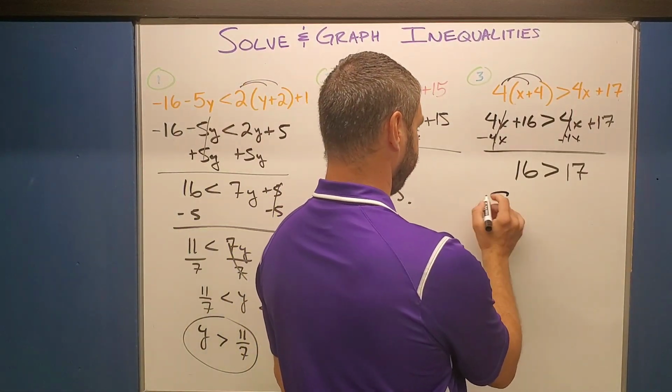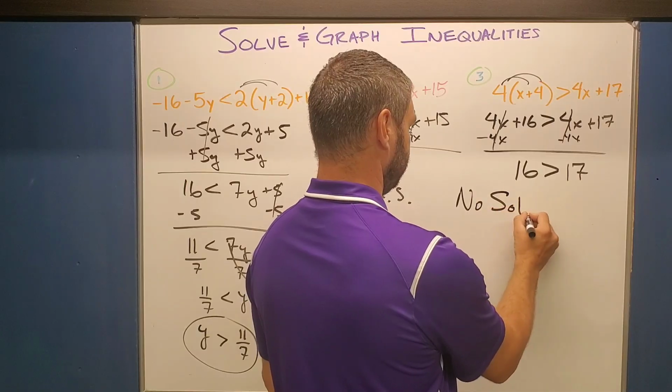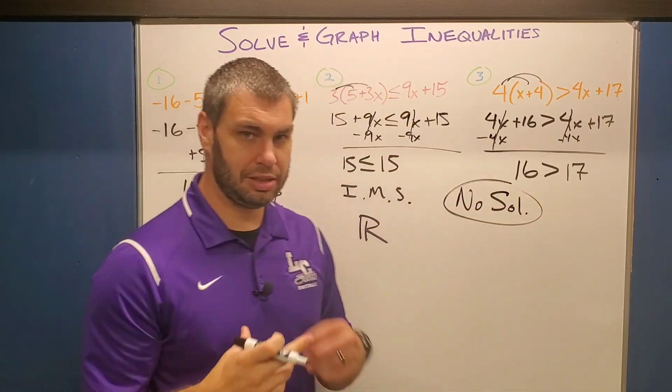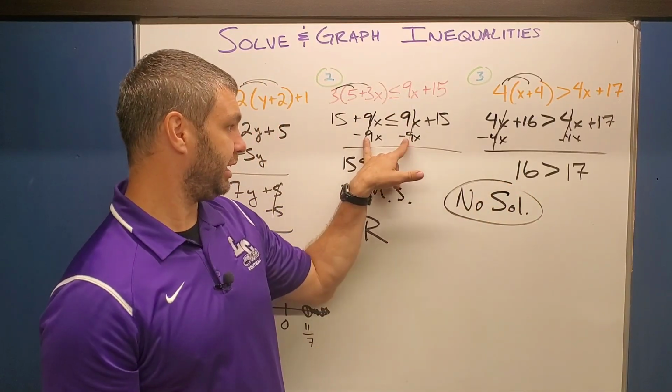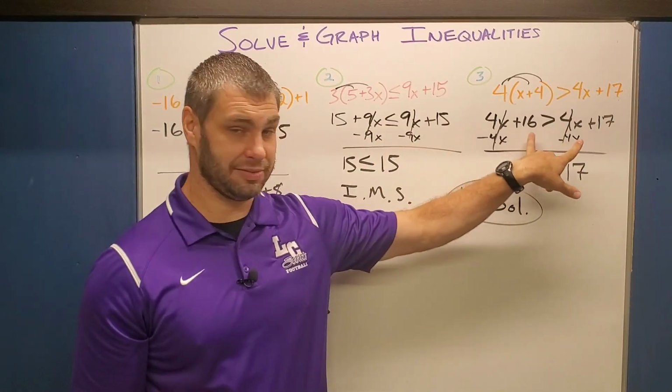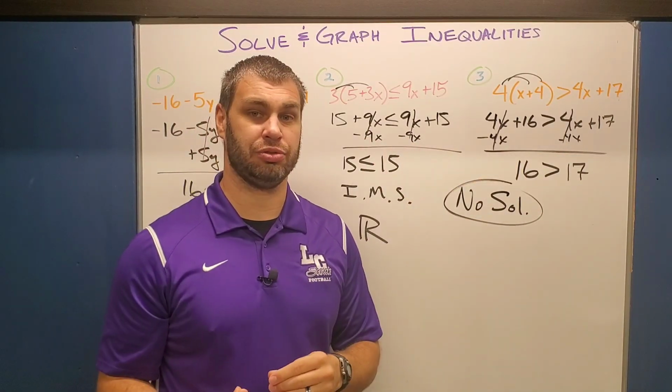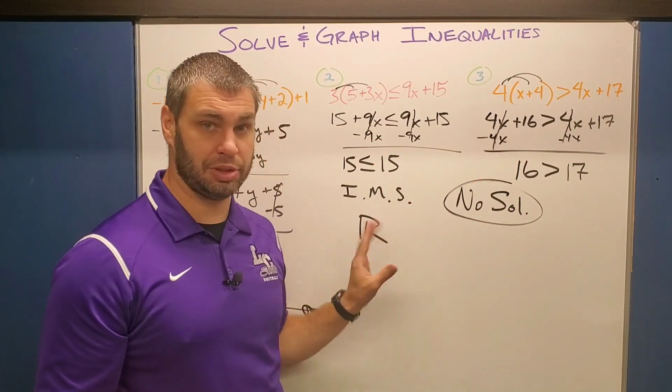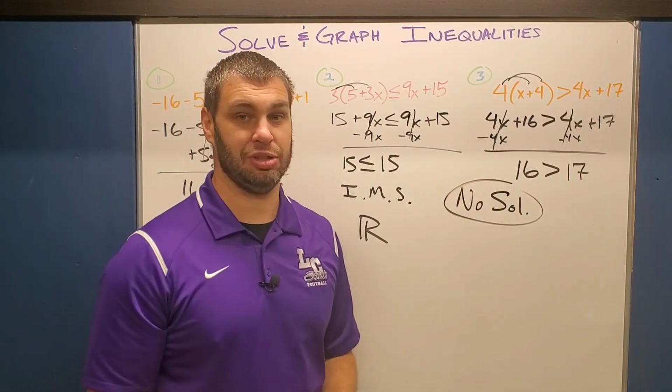So, no solution. Because when your variables disappear like this, in both cases here, the 9x's disappear, in this case, the 4x's disappeared, ask yourself, is it true, which would be all real numbers, or is it false, which would be no solution?